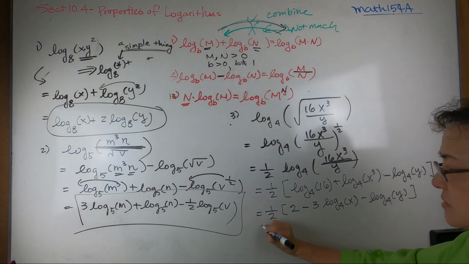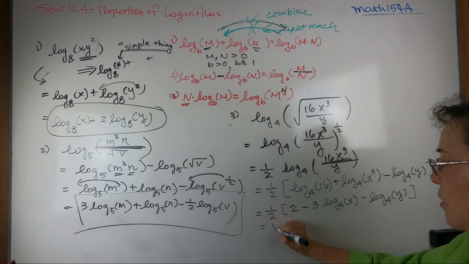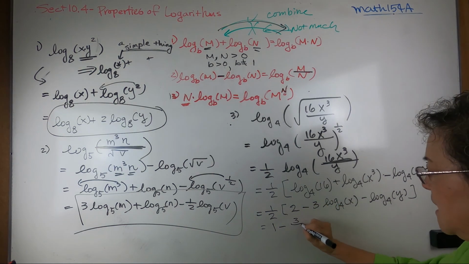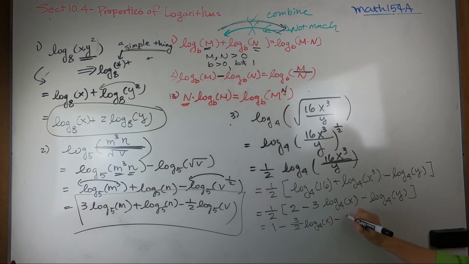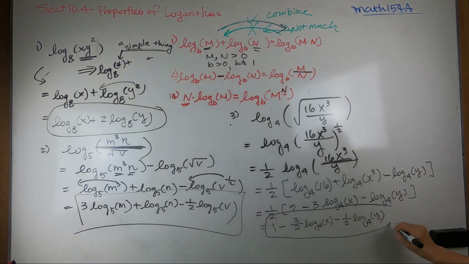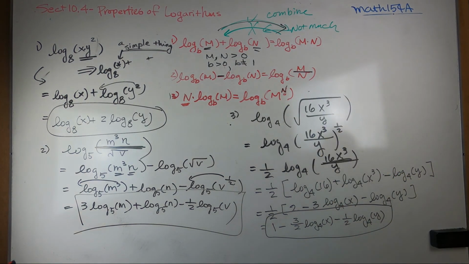Then how do you write the answer? You have half, you have to distribute, right? Half times 2, 1, minus half times this, 3 halves of log 4 x minus what? Half times half log 4 y. Okay, so that would be the answer we expected you to do. If you are still not sure, what do you do? You combine back. See, you can get this one. Become a single log with a bunch of things inside. Is that right?